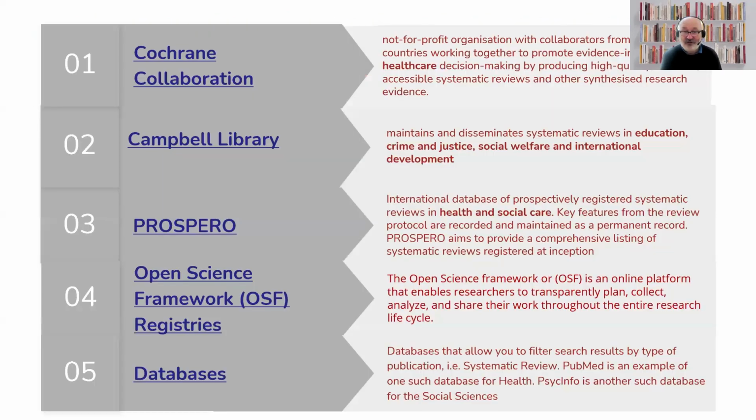Some of the places that you can start looking for information: if you're looking for healthcare related reviews, you can look at the Cochrane Library or the Cochrane Collaboration. If you're looking for education, crime, justice, social welfare, or international development, the Campbell Library is someplace you can look. If you're looking for pre-registered protocols in health and social care, PROSPERO is a good place to look. We're seeing a lot of people now using the Open Science Framework for non-health related systematic reviews or other types of reviews.